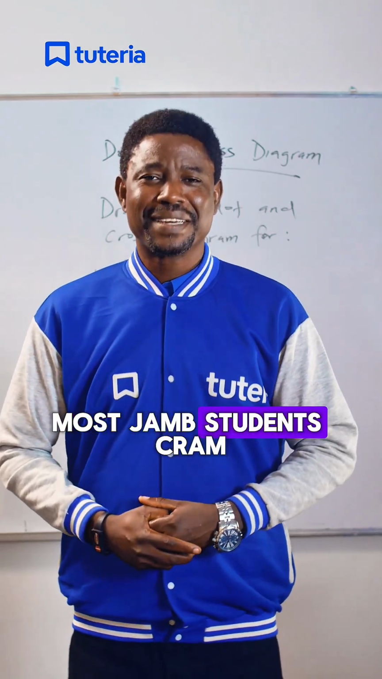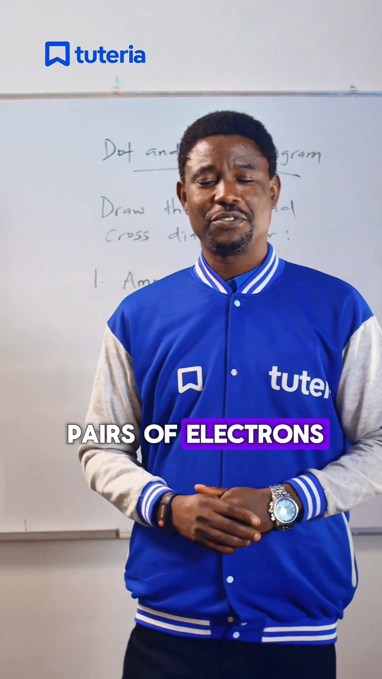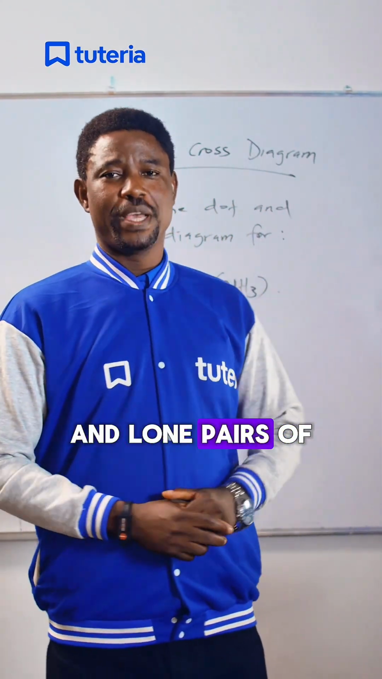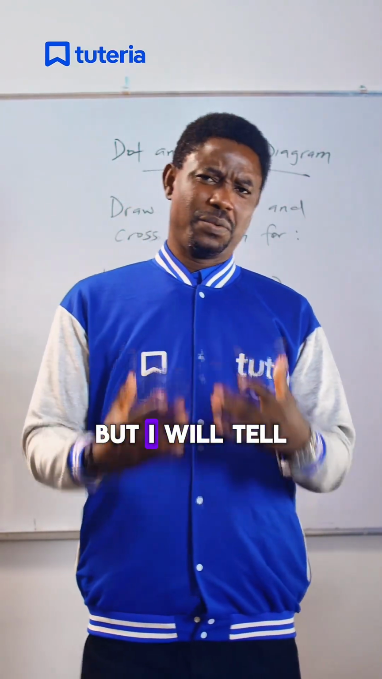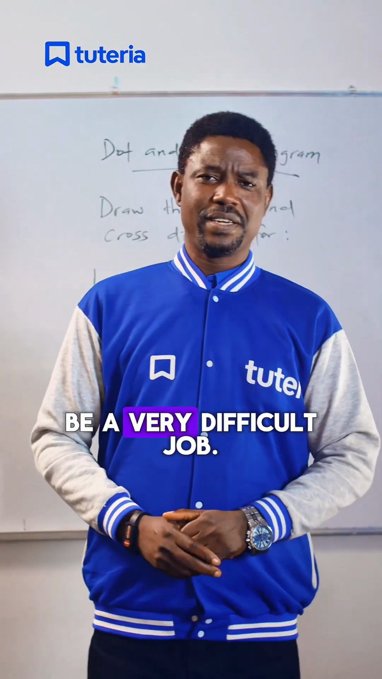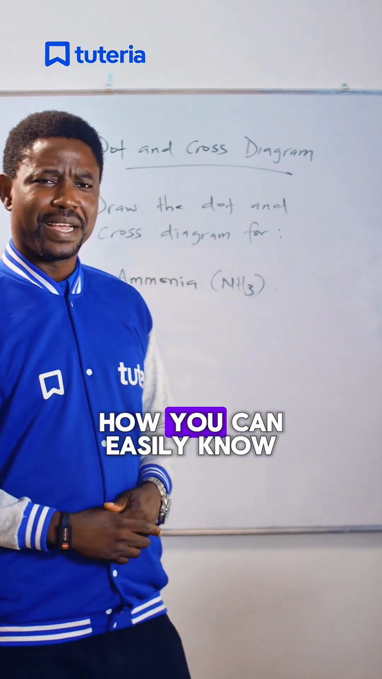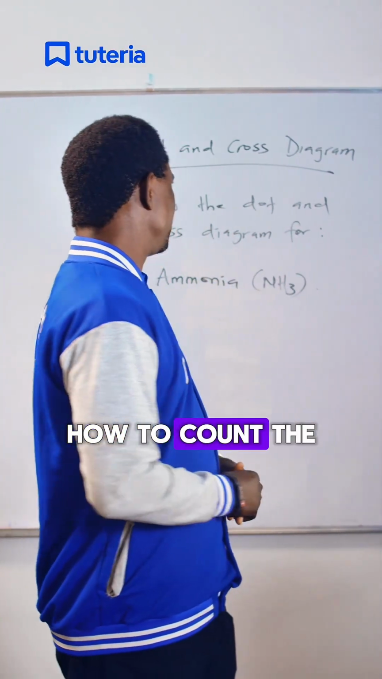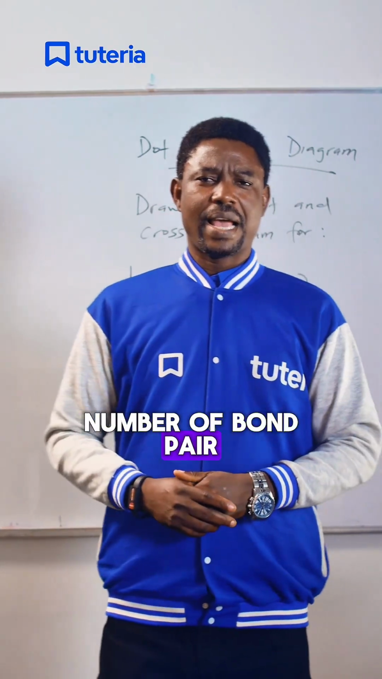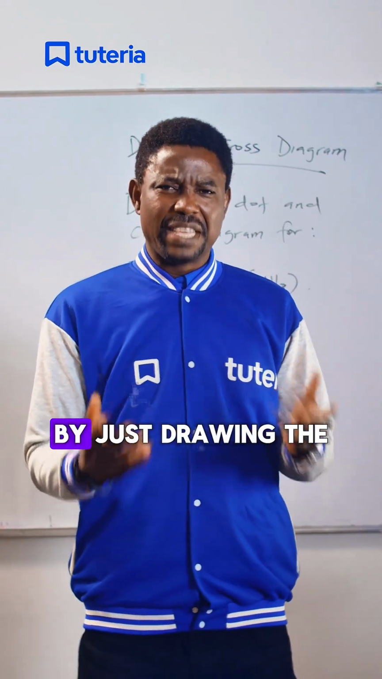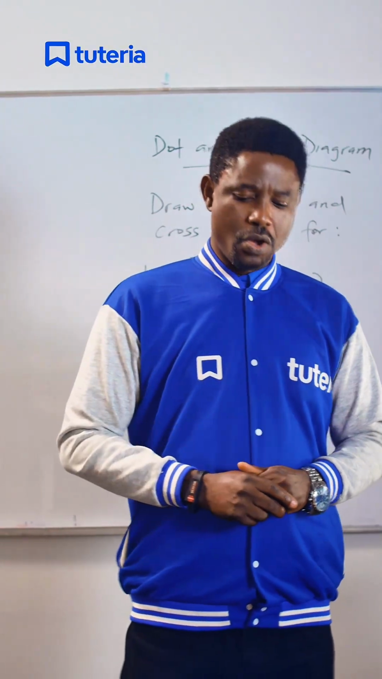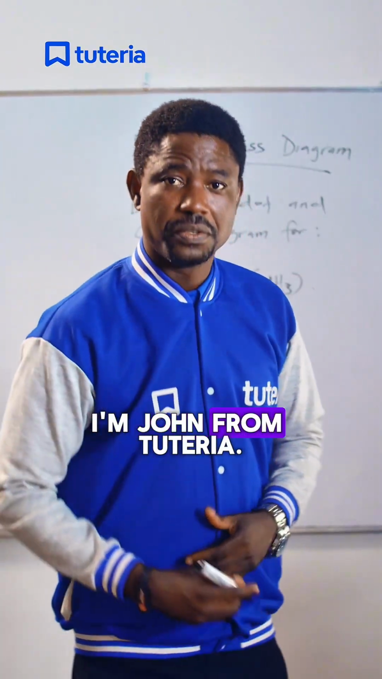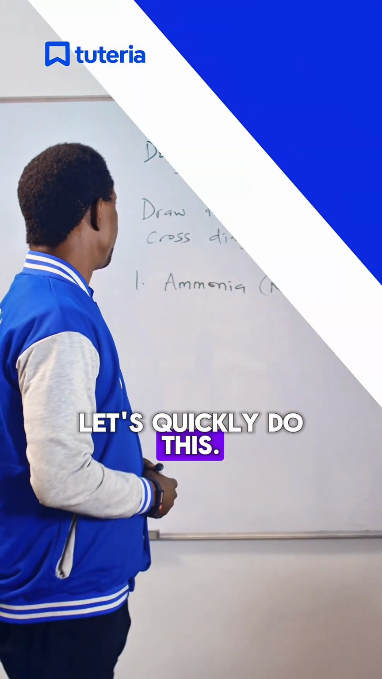Most JAMB students cram the number of bond pairs of electrons and lone pairs of electrons of different covalent molecules. But I will tell you that is going to be a very difficult job. Let me show you how you can easily know how to count the number of bond pairs and lone pairs of electrons by just drawing the dot and cross diagram of a simple covalent molecule. I'm John from Tutorial. Let's quickly do this.